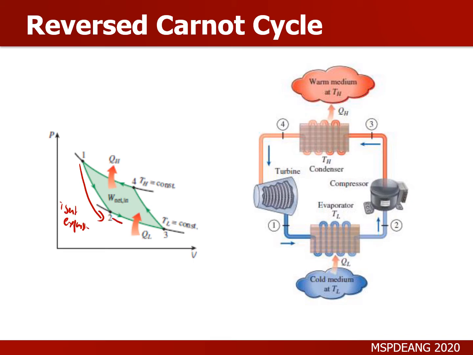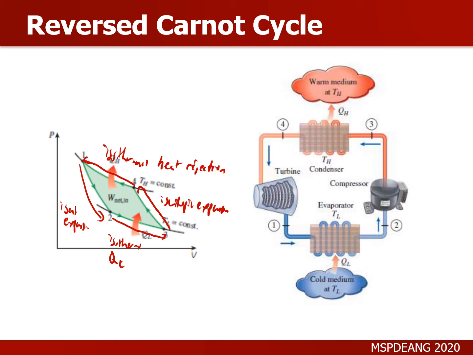And then from state 2 to state 3, you have your isothermal heat addition. Nag-a-add tayo ng heat dito, QC or QL. And then we have our isentropic expansion. And finally, we have our isothermal heat rejection.